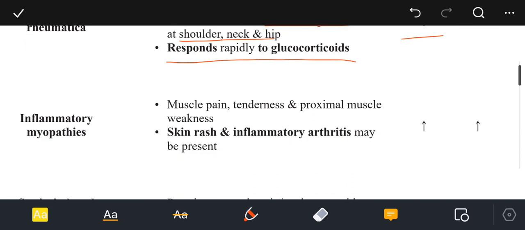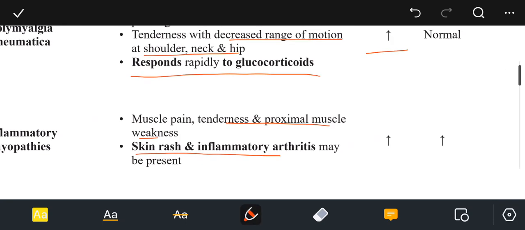The next is inflammatory myopathies. Muscle pain, tenderness and proximal muscle weakness will be seen. Skin rash and inflammatory arthritis may also be present. The ESR will be elevated and the creatine kinase level will also be elevated.